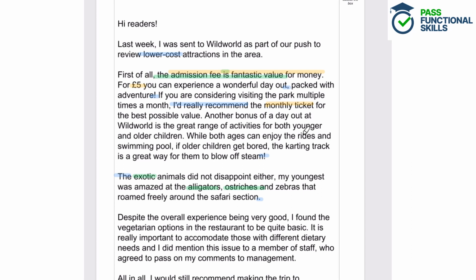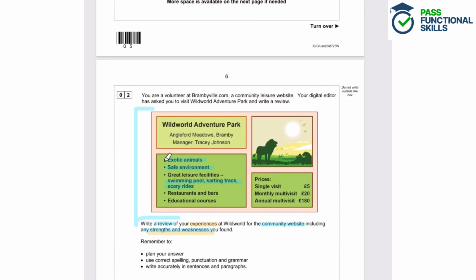We've got information about the facilities, so the rides, the pool and the karting. So rides, pool and the karting track, and all of these were mentioned on this little flyer that we were given in the question. So don't be afraid to try and use any documents that you're given to add some additional details. They can be really, really helpful.